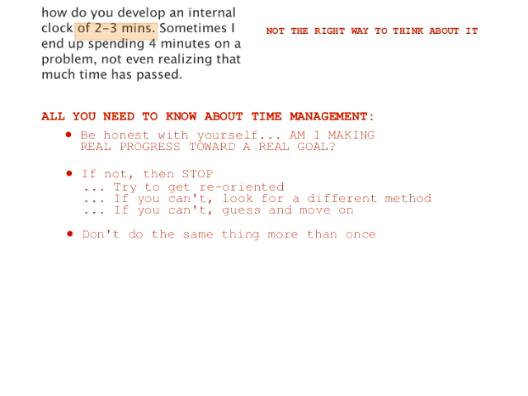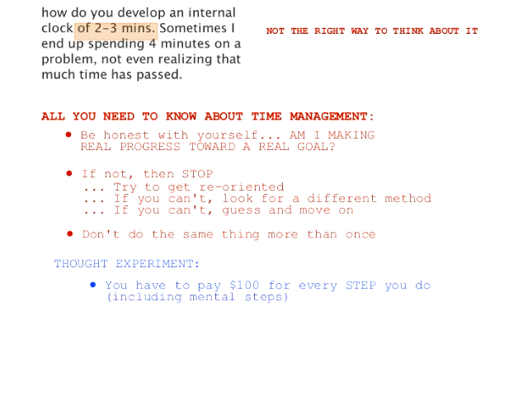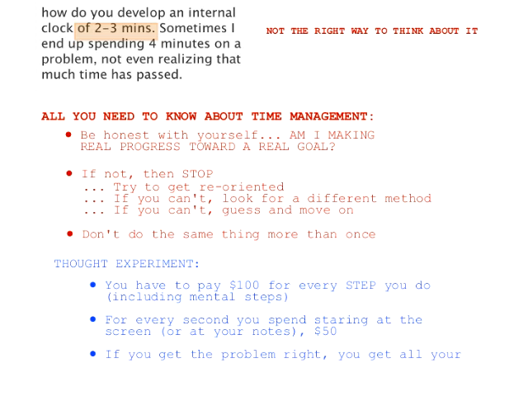If you like thought experiments, here's a very good one for this. If you can really sink yourself into this situation and imagine that it is real, then you will immediately have perfect time management. Okay, you're in the GMAT and you have to pay $100 for every step that you do, including steps in your head. For every second you spend just staring at the screen or at your notes, that's $50. If you get the problem right, you get all the hundreds back, plus, to give you an incentive to take this, another $300 on top of that. But you never get the 50s back. The 50s are gone forever. You never get them back.